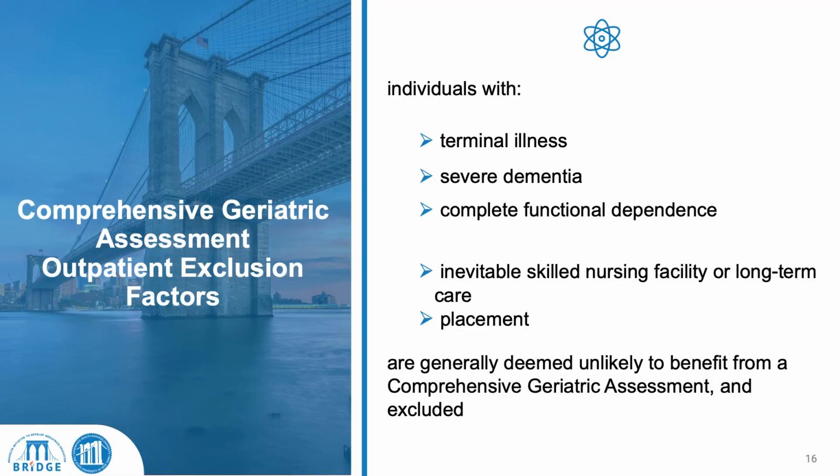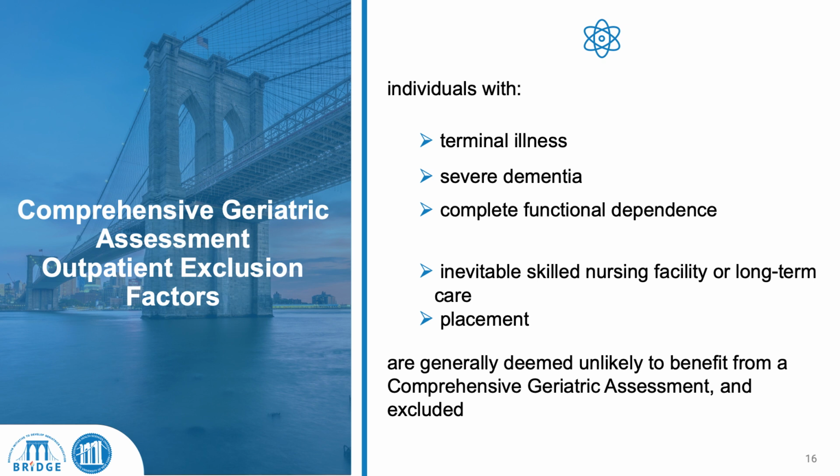The comprehensive geriatric assessment outpatient exclusion factors. So we would not assess patients for a comprehensive geriatric assessment that have a terminal illness, severe dementia, a complete functional dependence, so they're not independent in their home. They may be in home, but they have assistance and they're totally dependent on the assistance to complete their ADLs or their IADLs. Inevitably skilled nursing facility or long-term care placement.